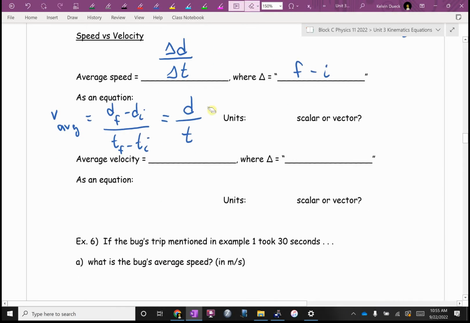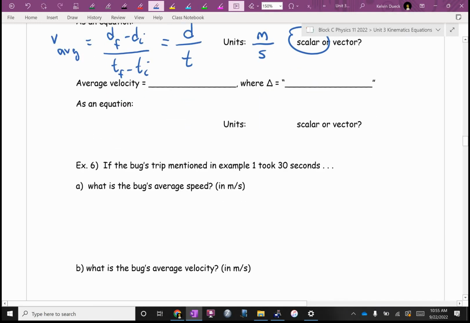What would the units be? Well, what are the units for distance? What are the units for time? So the units would be meters per second. In other words, if you see a number with meters per second next to it, you know it's either a speed or a velocity. It's a speed if there's no direction, much like your future, and it's a velocity if there's a magnitude and a direction. Speed, scalar or vector?